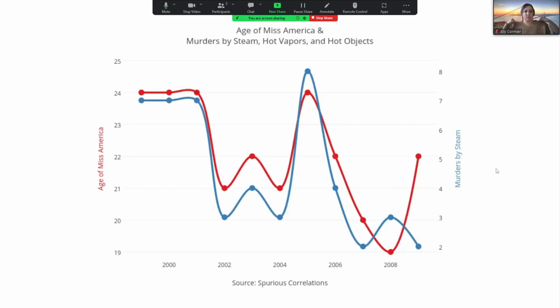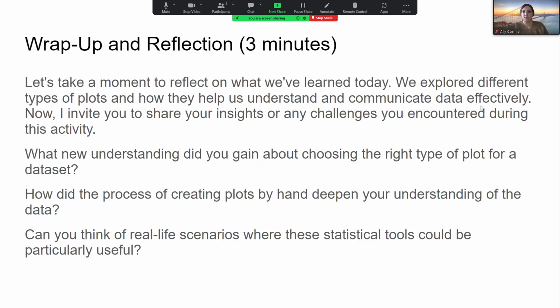Here's Miss America by age, and the murders by hot objects, or deaths, murders by hot objects. Yeah, so steam, hot vapors, hot objects, right? Again, they seem correlated. They seem like they go hand in hand, but it's important to think about what data you're looking at and what statistics you're using, because again, these have almost nothing to do with each other. They're not related to each other is the point.